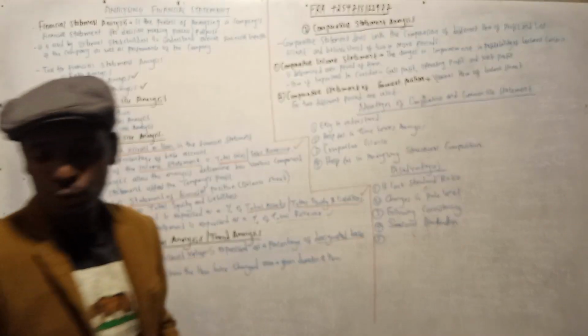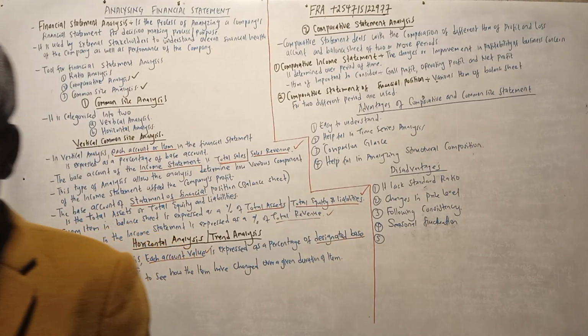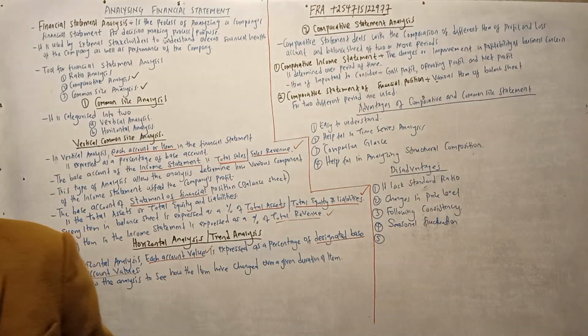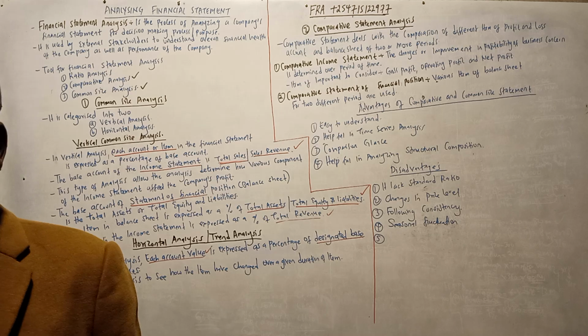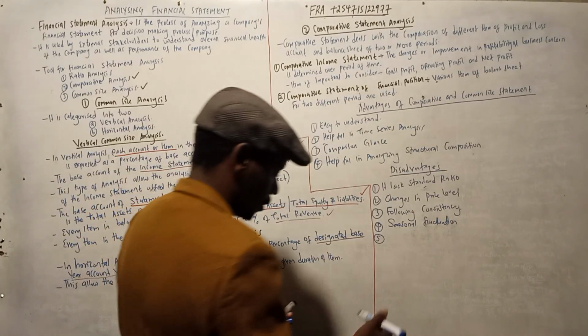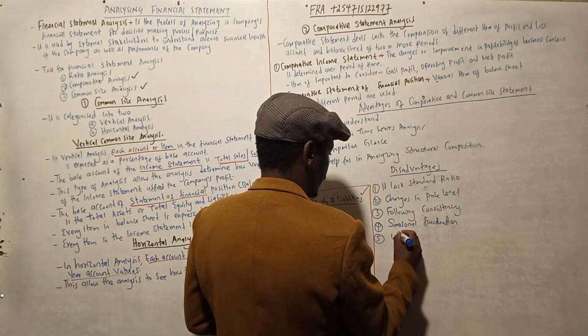So seasonal fluctuation is where we have a boom season where we have a lot of sales. In another season, we don't have the boom sales. So it is actually affected by that. Also window dressing. Window dressing is where there is manipulation of the financial statement.